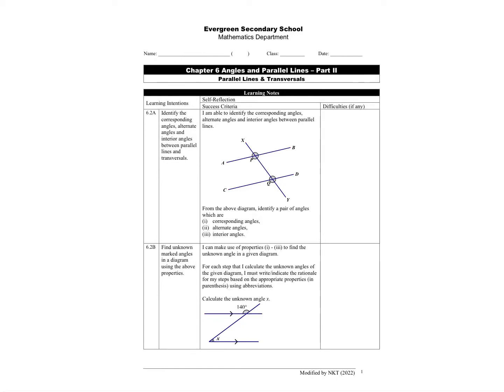Chapter 6, Angles and Parallel Lines, Part 2. In this part of the chapter, we'll be looking at some of the properties of parallel lines and transversals, and what are corresponding angles, alternate angles, and interior angles between parallel lines.